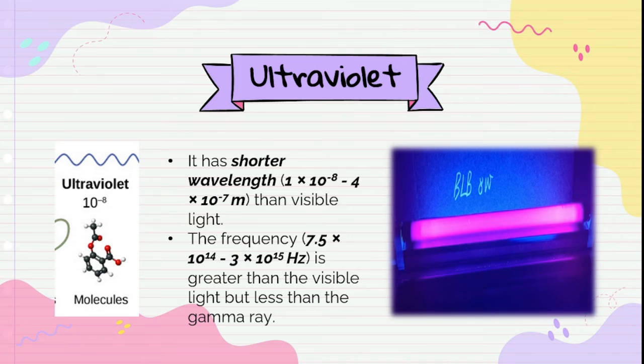Ultraviolet has a shorter wavelength than visible light, measuring 1 times 10 raised to negative 8 to 4 times 10 raised to negative 7 meters. The frequency is greater than the visible light but less than the gamma ray, measuring 7.5 times 10 raised to 14 to 3 times 10 raised to 15 hertz.